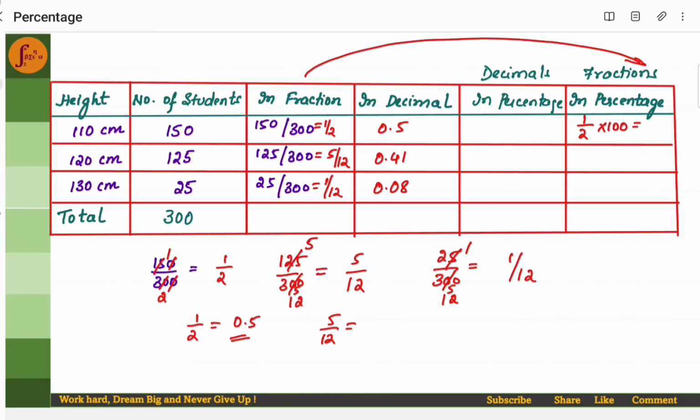So what do we get? 2 ones are 2, 5s are 50. We get 50. Then put percent symbol.